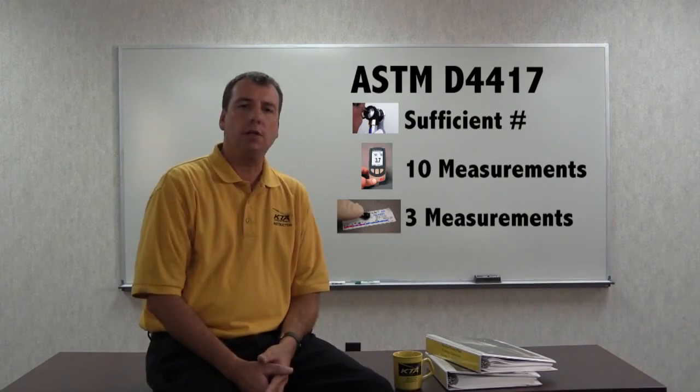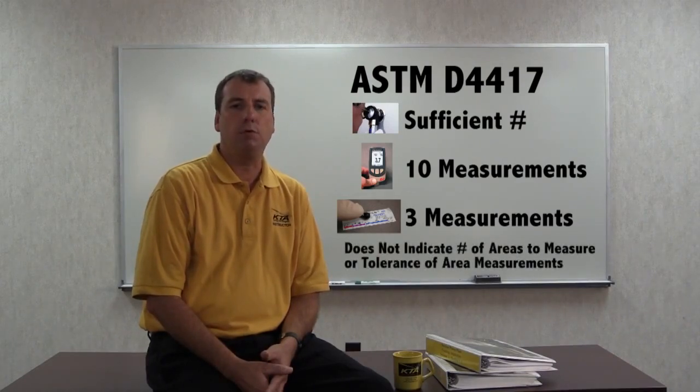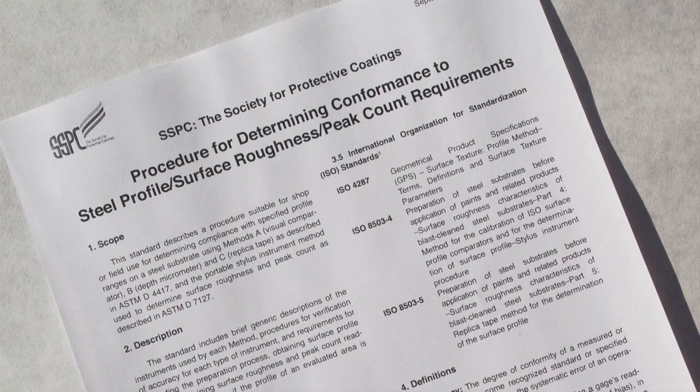The ASTM standard indicates the number of readings to take in each area for each of these methods, but does not indicate the number of areas to measure on a structure and does not address the tolerance of the area measurements. As a result, SSPC published PA17, which describes a procedure for determining compliance with the specified profile ranges on a steel substrate in any of these three methods described by ASTM D4417. SSPC PA17 sets requirements for evaluating the preparation process, obtaining surface profile readings, and determining if the profile of an evaluated area is within the specified range.